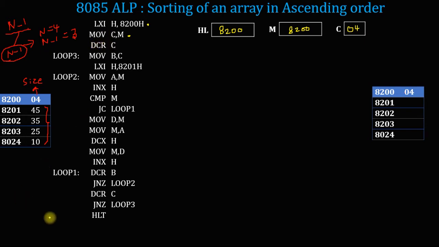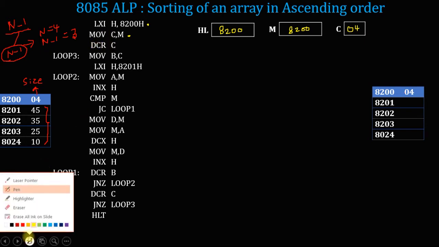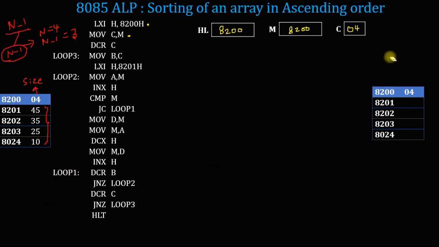Now DCR C. DCR C means decrement this particular value of the C register. The content of the C register will be decremented one time, so the result will be 03. We got this value. Now decrement C is completed. Now MOV B, C. The content of the C register will be moved to the B register, 3. So this is also done now.